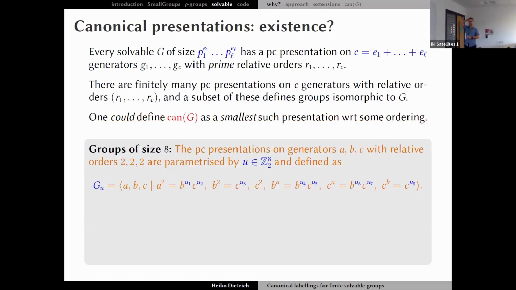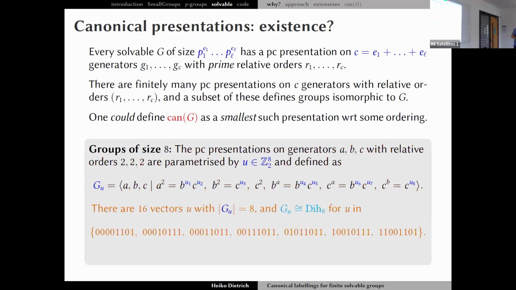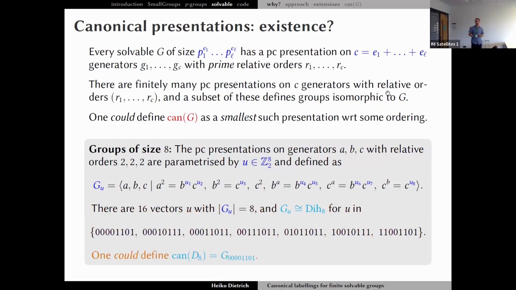There is an example. If you look at groups of size 8, every such group can be described by a polycyclic presentation with 3 generators, A, B, C, relative orders 2, 2, 2, and they are then just parameterized by these 8 numbers, which are all 0 or 1. There are 16 such vectors that give you a group of size 8. And if you're looking for the dihedral group of size 8, then you have 7 of these vectors that give you exactly the dihedral group of size 8. So you could then pick maybe the smallest one here with respect to lexicographical ordering, and that could be your parent. Obviously, that's a rather stupid way to proceed. You don't want to look at the set of all polycyclic presentations. But it tells you that these things at least exist.